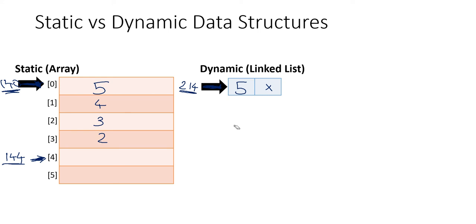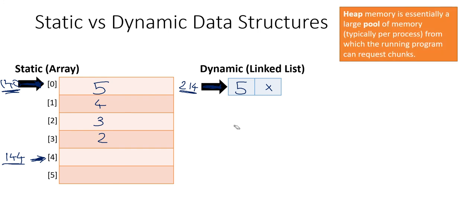And what's going to help us do that is something called the heap. The heap is a large pool of memory which allocates memory to programs when they request it. So if we were adding 4 to our dynamic data structure, we'd request some memory from the heap, and then we'd have our previous data item point to that position in memory.